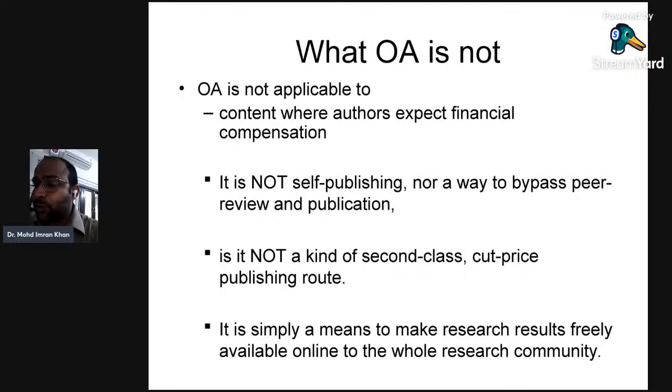It is simply a means to make research results freely available online to the whole research community. In simple terms, this is a kind of movement. As I told you earlier, in open access also there are certain modes and methods of revenue generation. It's not that authors or publishing houses cannot make revenue if they go for open access publication. There are certain methods for that also, but the whole purpose behind the open access movement, even if you start it back since 1960, is only to make your research available to a wider community.